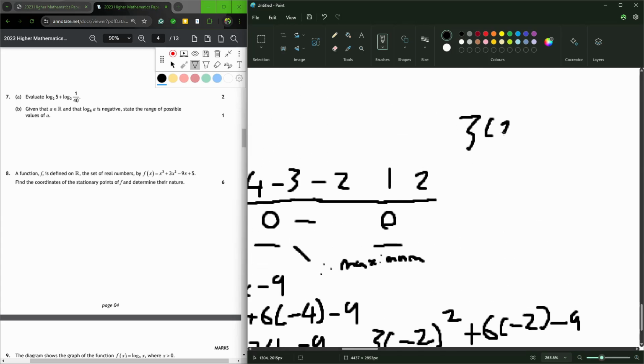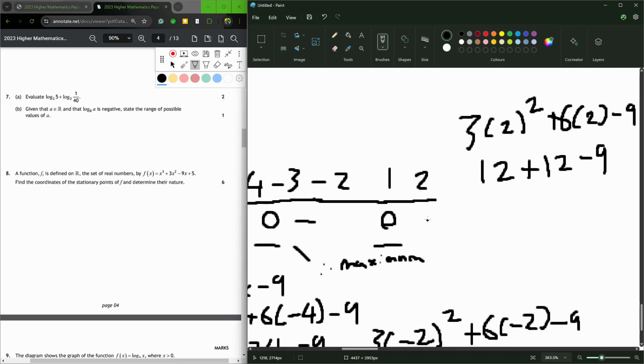So let's go and plug 2 in. And then finally we'll be free of the shackles of this question. So that's 12 plus 12 minus 9, that's positive. So it goes up. So that means we can say that this point here is a minimum.